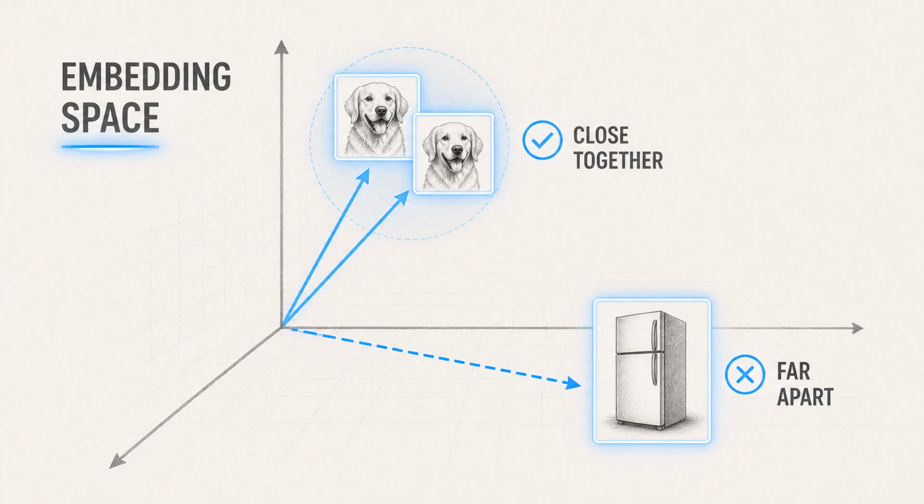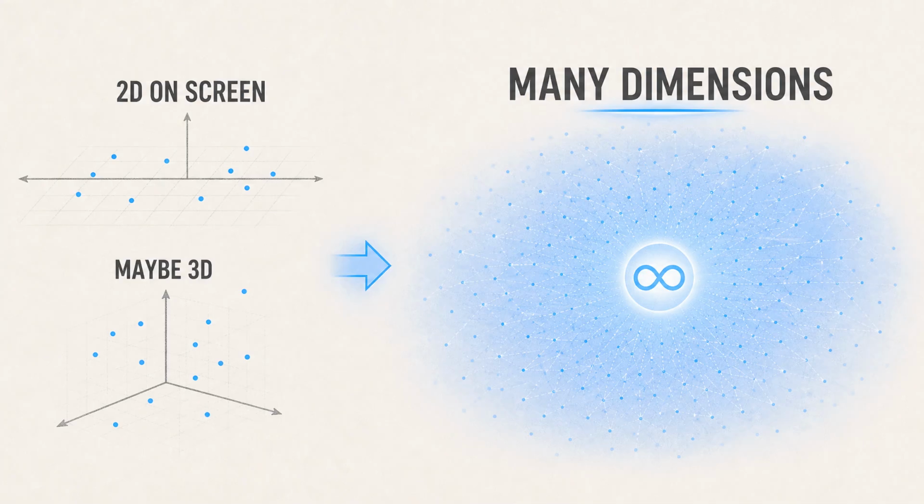If two images both show golden retrievers, their embeddings may point in similar directions. If one image shows a dog and another shows a refrigerator, their embeddings may be far apart. The model is not comparing feelings, it is comparing numerical relationships. The hard part is that real embeddings often have many dimensions. We can draw 2 dimensions on a screen and maybe imagine 3. A model can use hundreds or thousands.